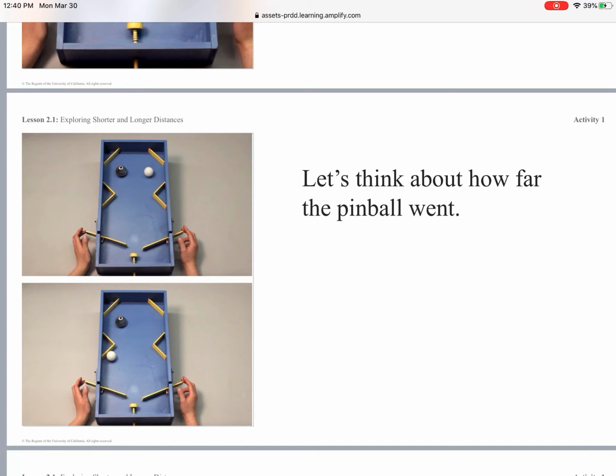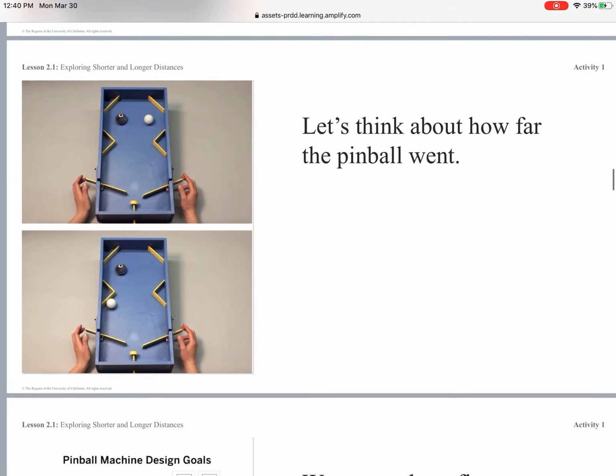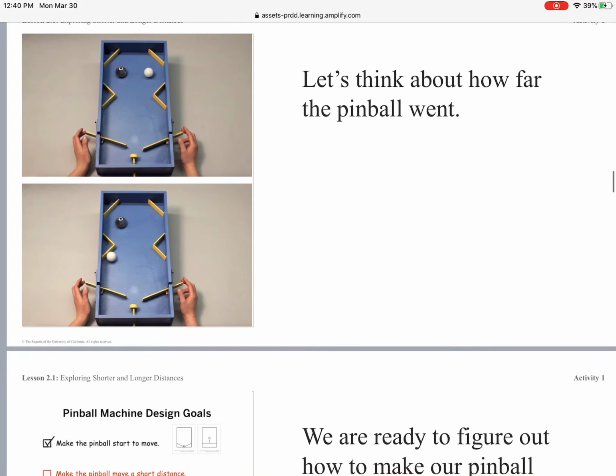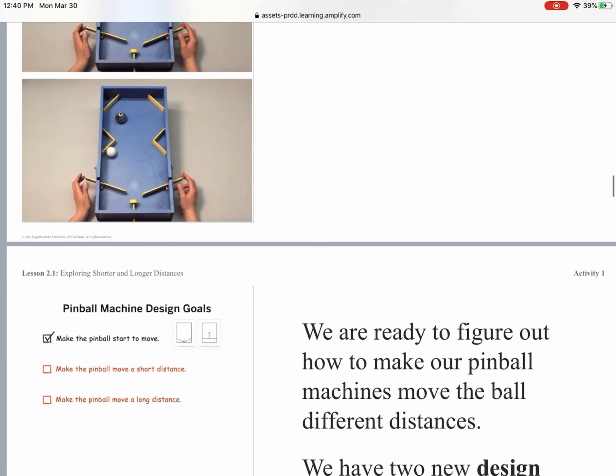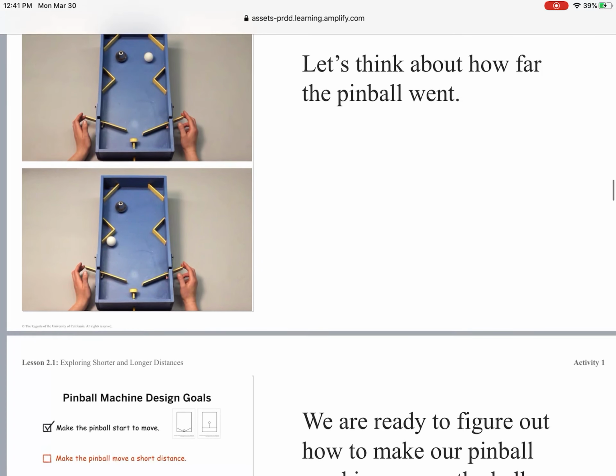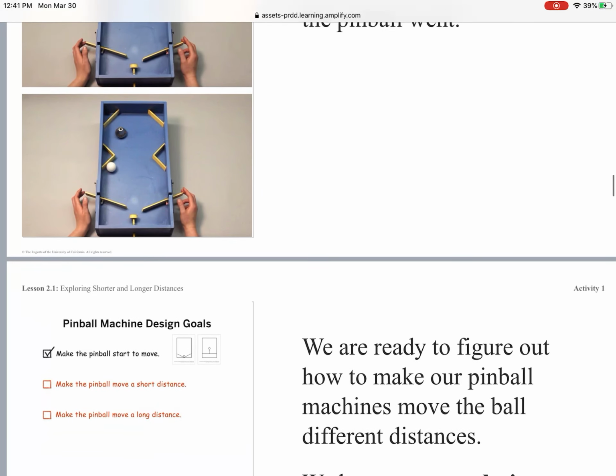Let's think about how far the pinball went. On the first slide, you can see that this ball went a very far distance, so long. And then in the second slide, you can see that the ball went a very short distance, okay? Now you have to think, how did that happen? How did the ball end up going from a long distance to a short distance?